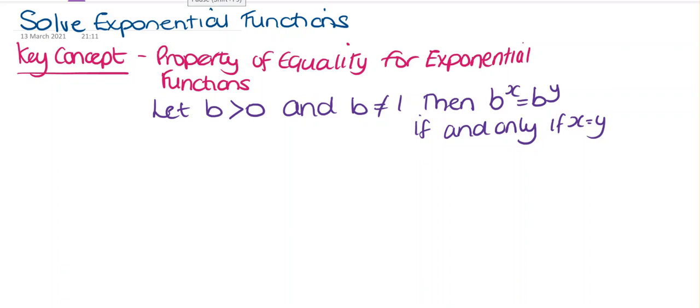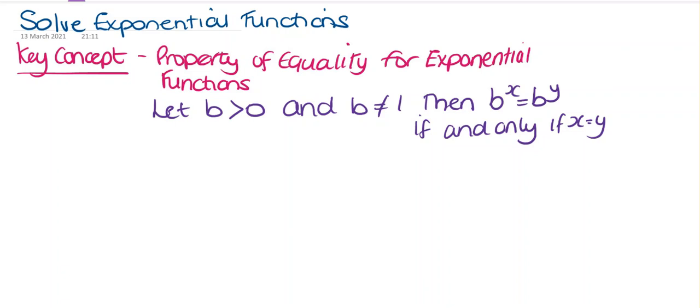Solve exponential functions. So the key concept, property of equality for exponential functions. So we're going to say that b is greater than 0 and b cannot equal 1. Then if this is the base, so we're going to look at the base and we're calling it b. So the base is the same. Then we can say that x is equal to y.